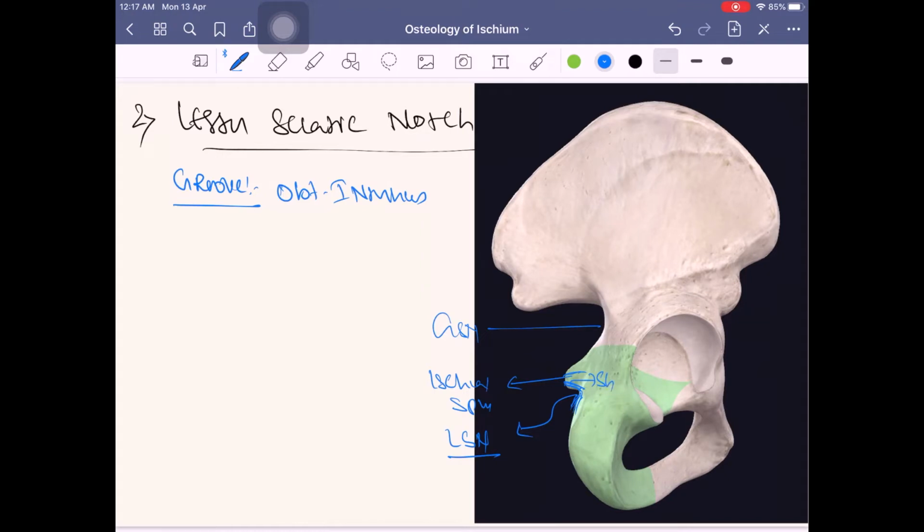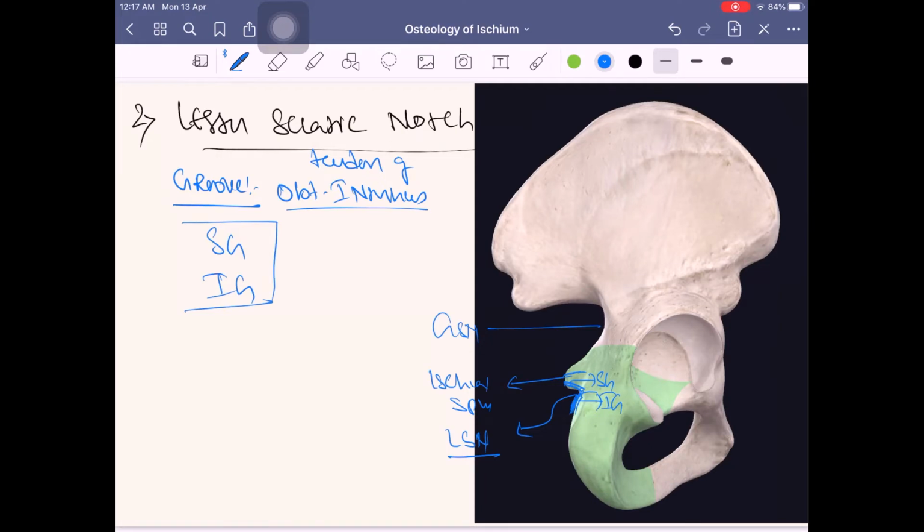This is your superior gemellus, which was above, and the inferior gemellus is even below this part. So we can say in the groove you have the tendon of obturator internus. It is not taking origin, but the tendon of obturator internus is passing through this lesser sciatic notch. Other than that, you have the superior gemellus and inferior gemellus muscles.